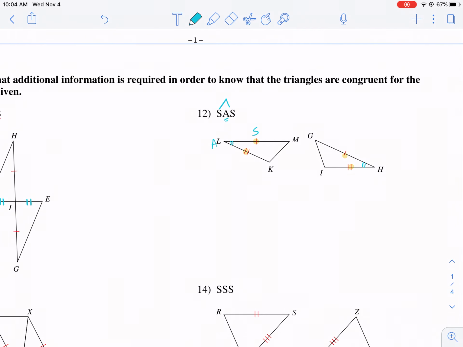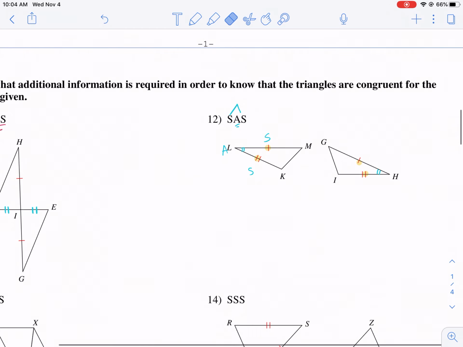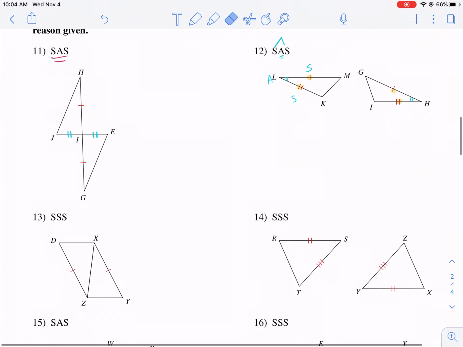Side, angle, side. Okay, and just as a side note, if you wanted to label this, you wouldn't start with A, S, and then skip this, skip that, and get to the S. It wouldn't be ASS. Okay, number 1, don't spell that word. Number 2, you can't skip more than one thing when you're labeling. So that's side, angle, side.